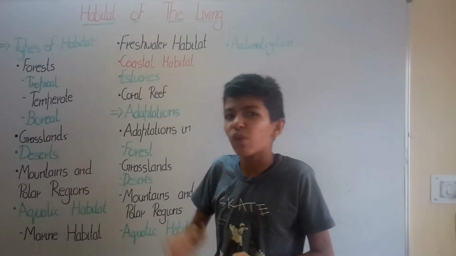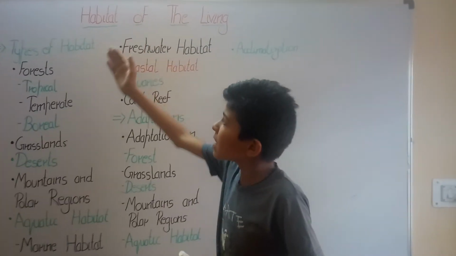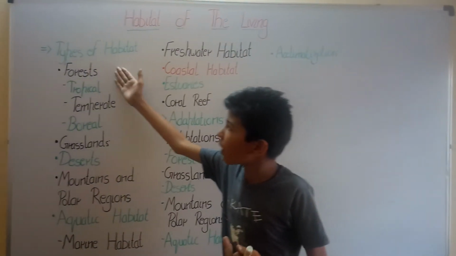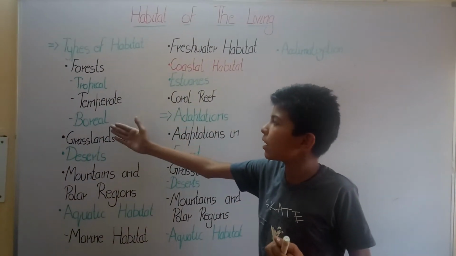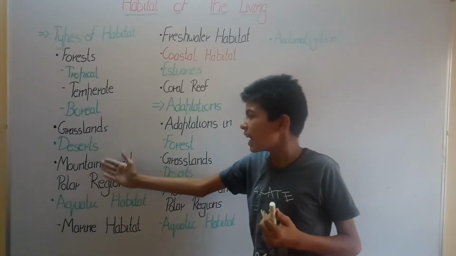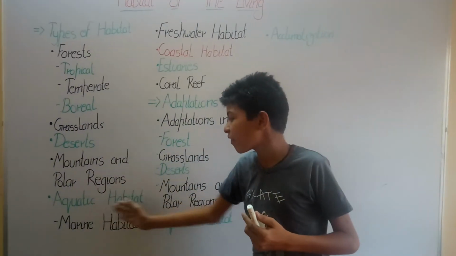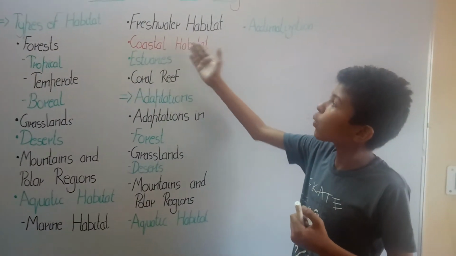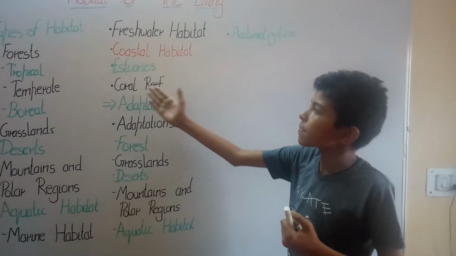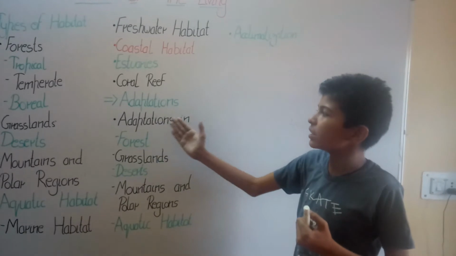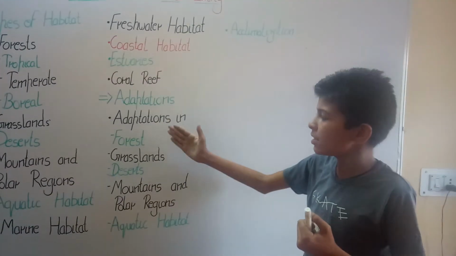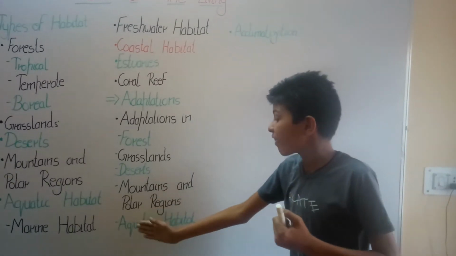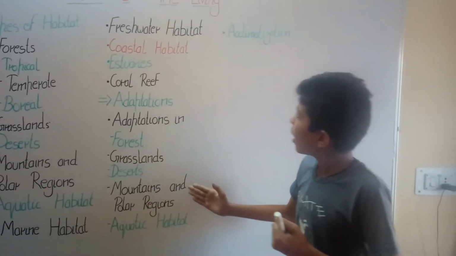So friends, what we learned today is the types of habitat. How many types of habitat do we have? Forest, tropical, temperate, boreal, grassland, desert, mountain and polar region, aquatic habitat and marine habitat, freshwater habitat, coastal habitat, estuaries, coral reefs, and adaptation in forest, grasslands, desert, mountain and polar regions, and in aquatic habitat.